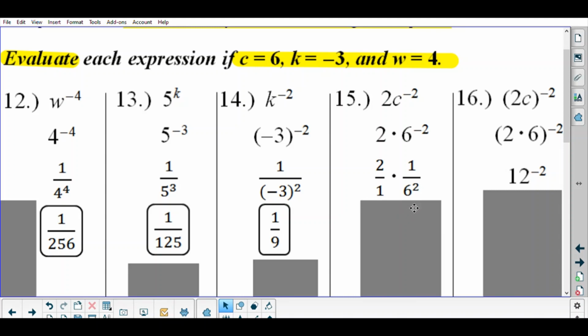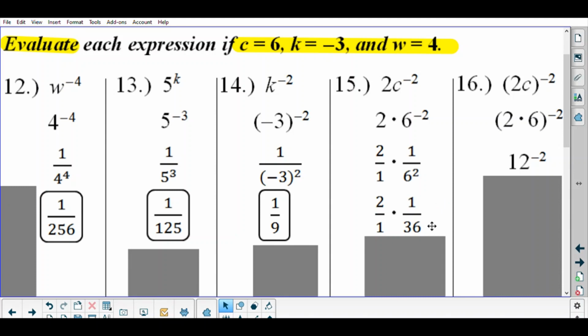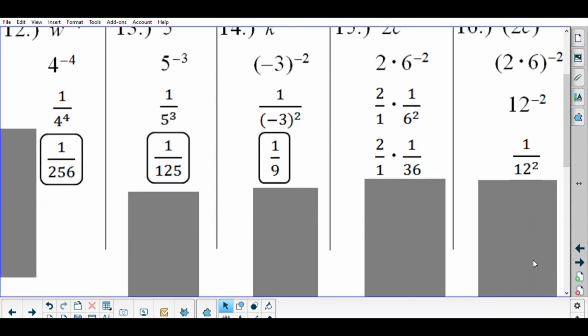This would then become numerator times numerator gives you 2 times 1, which would be, oh, forgive me, my bad. Let me follow order of operations. 6 to the 2nd power would be 36. Forgive me for forgetting. I need to finish the exponents before I do the multiplication. Number 16's next step would be 1 over 12 to the second. Let's now finish 15. Numerator times numerator is 2 times 1, which is 2. And the denominator is 1 times 36, which is 36.